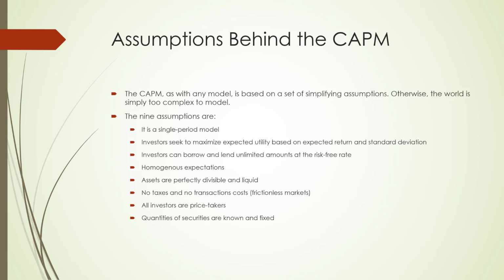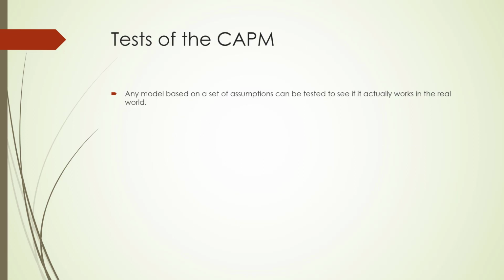We also assume that quantities of securities are known and fixed. That has to be the case because, remember, back to the very first assumption, we assume it's a single period model, so nothing can change between the beginning of the period and the end of the period. And then finally, we assume that the market is in equilibrium. That means that expected returns equal required returns. Prices are in balance.